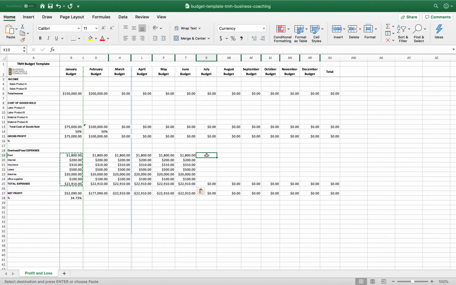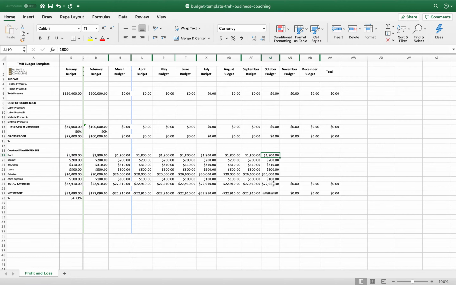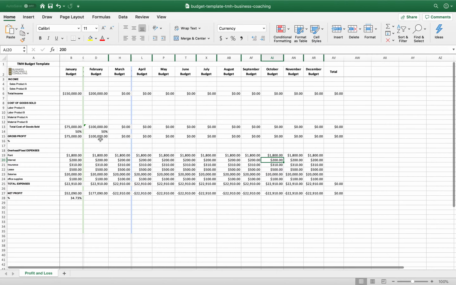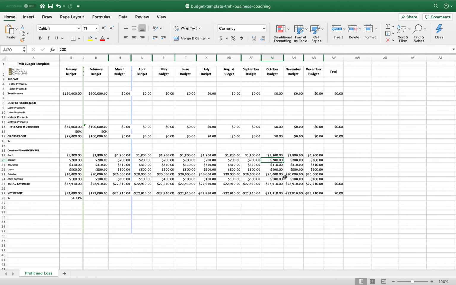Keep in mind though that if you have business licenses that you know you have to pay once a year, or if you pay for your insurance once a year, or you have a big consulting fee that comes out once a year, you might put those different expenses in the different months, okay? So we should now have our overhead expenses filled in for every month. And as you can see, the formulas are already in here, so they're calculating. Looks like you have a big loss of $23,000 every month. That's because we've only put in the expenses so far.